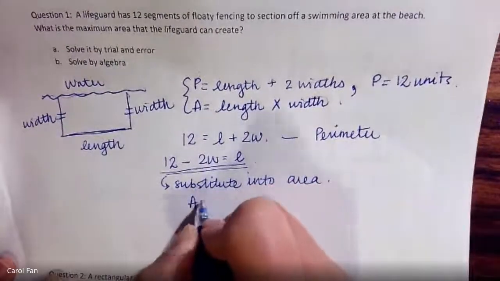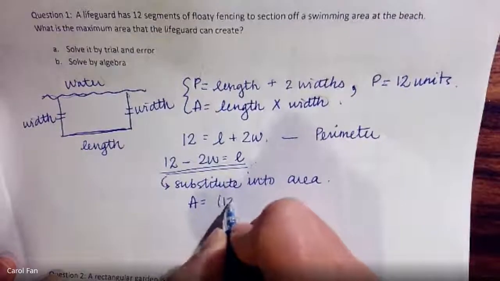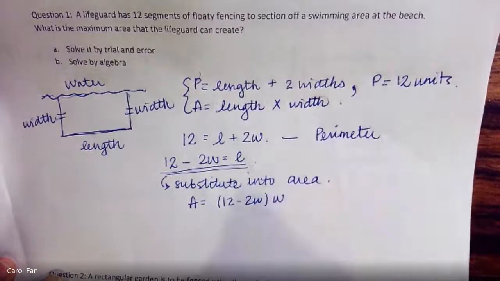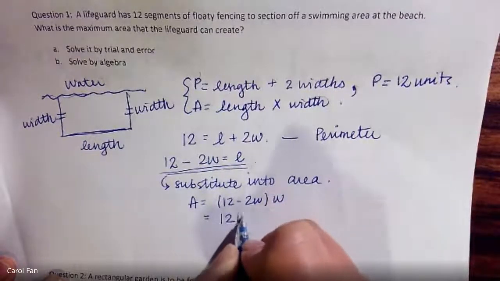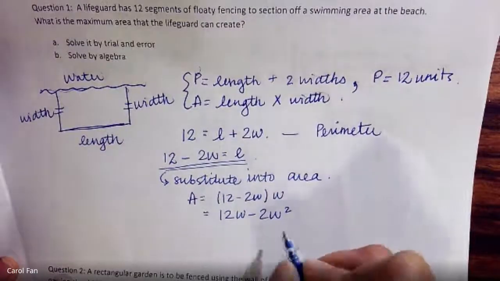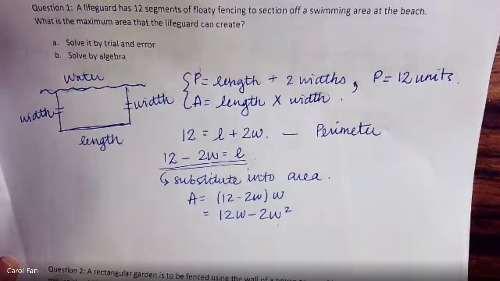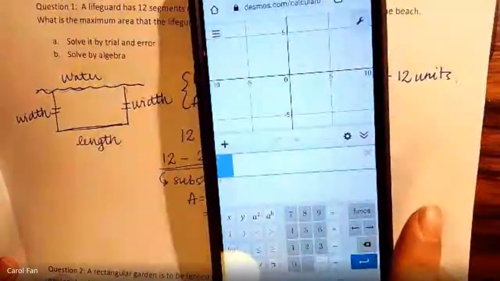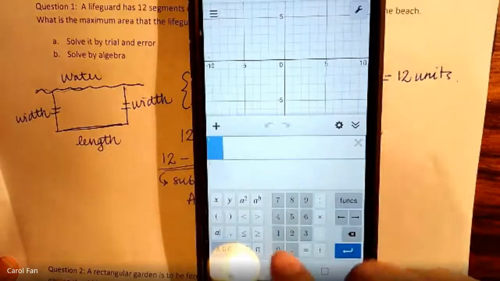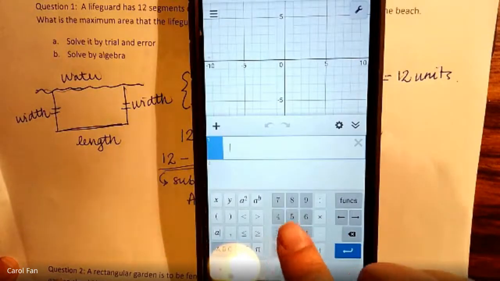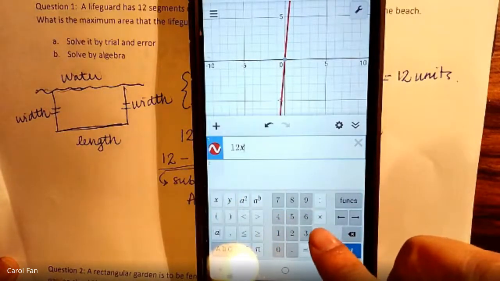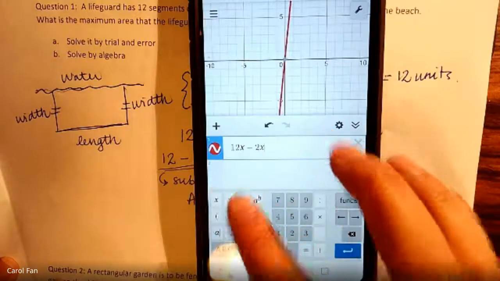So area is now length, which is 12 minus 2W, times W. When I rewrite this, I have 12W minus 2W squared. So let's put this into our equation in Desmos. I'm going to take out my phone to put in Desmos. The equation we have is 12x, so instead of W, I'm using x, minus 2x squared.